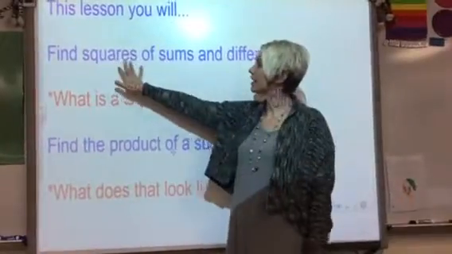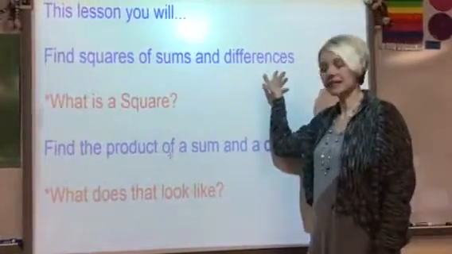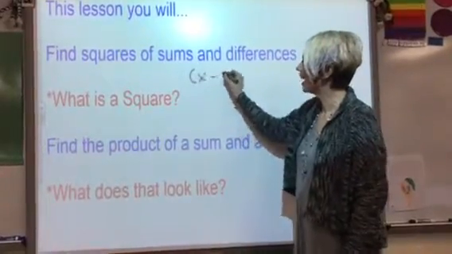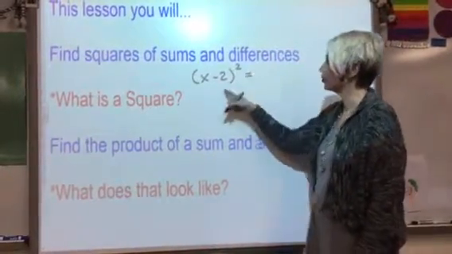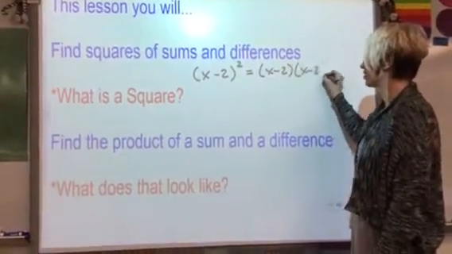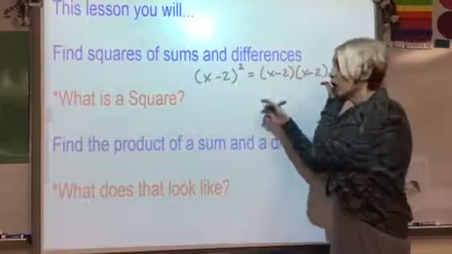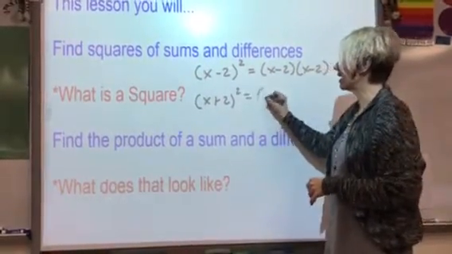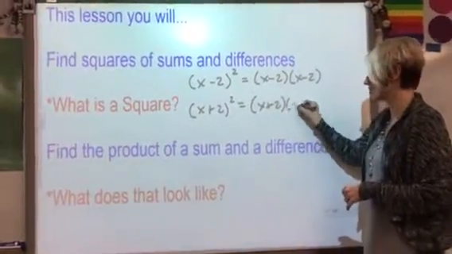In this lesson, you will find squares of sums and differences. So what is a square? What they'll look like today is it'll be a binomial with a power of 2. And what that really means is you're going to take x minus 2 times another x minus 2. It's that binomial squared. Or it might be a sum, like x plus 2. And then you would take x plus 2 times x plus 2.